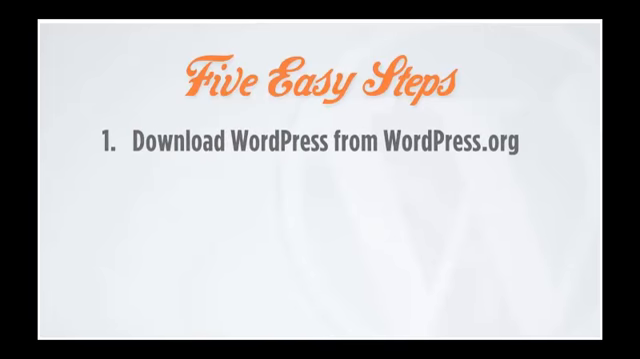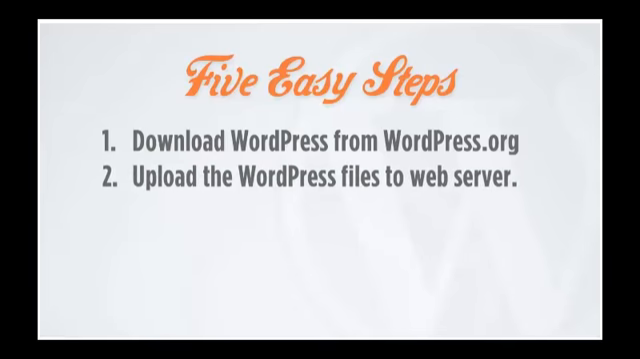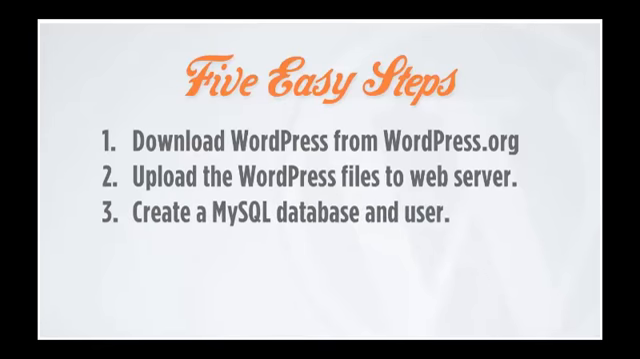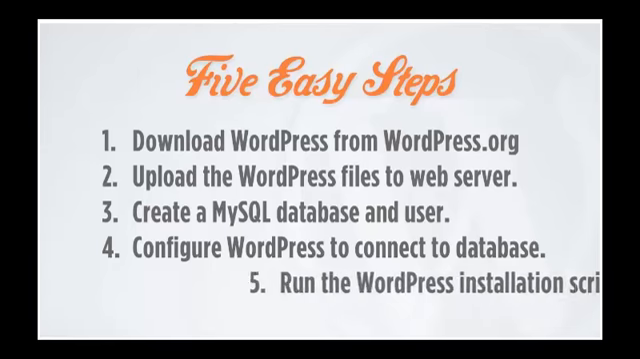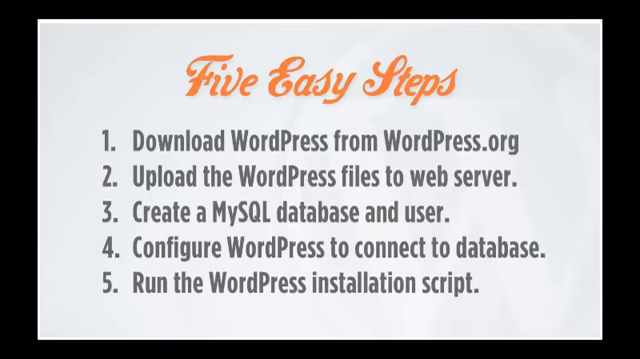First, we'll download the latest version of WordPress from wordpress.org. Then, we'll upload those files to our web server using FTP. Third, we'll create a MySQL database and user for WordPress. Then we'll need to configure WordPress to connect to our newly created database. And last, we'll complete the installation and set up our new website. So let's get started.